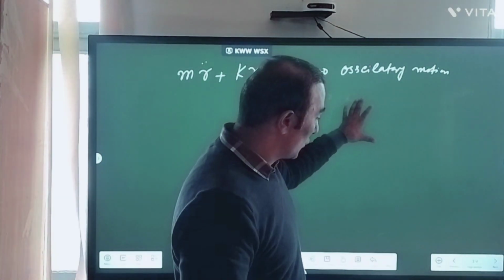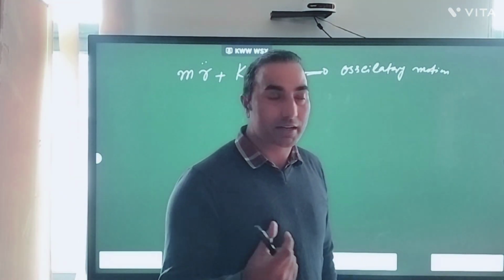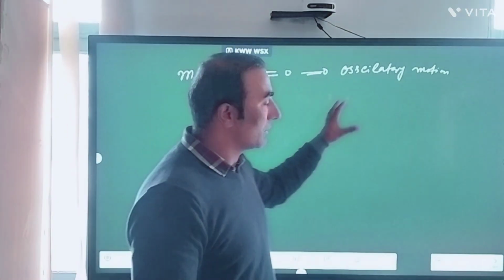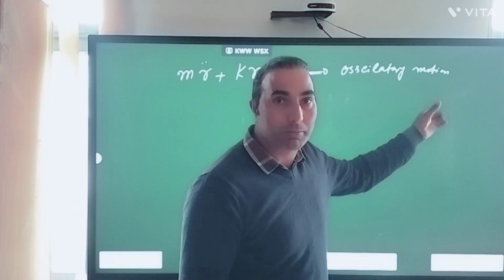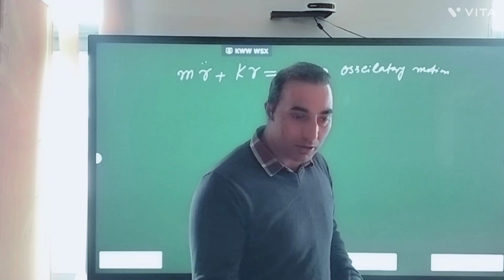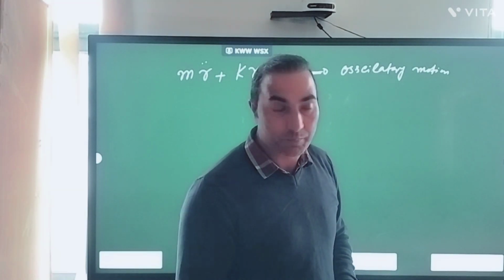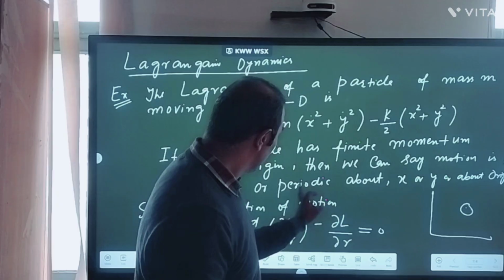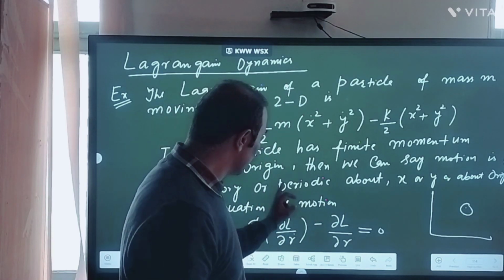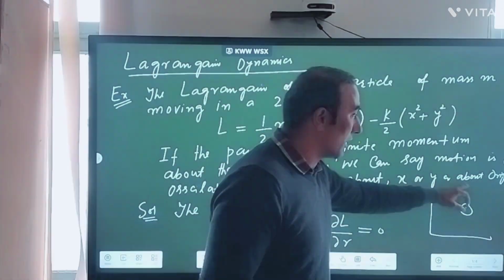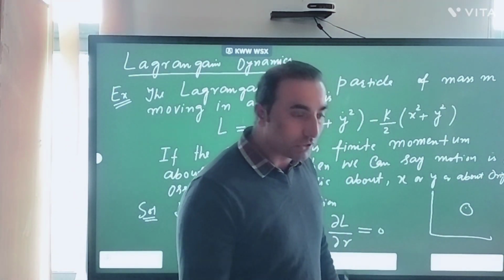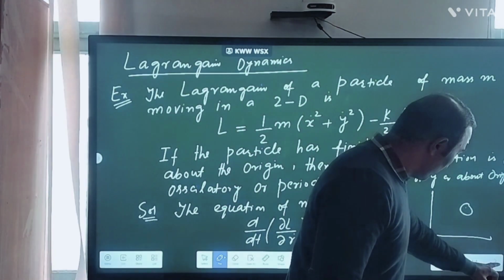So that means the trajectory of the particle of mass m will be oscillatory, but about the origin, because I have the motion along x as well as along y. So this is what basically tells us whether the motion is oscillatory or periodic about x or y or about the origin. So this is oscillatory about the origin. So this was basically our first problem.